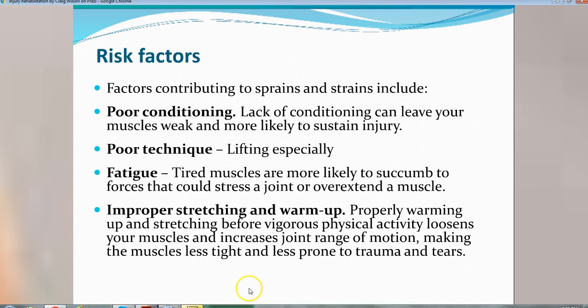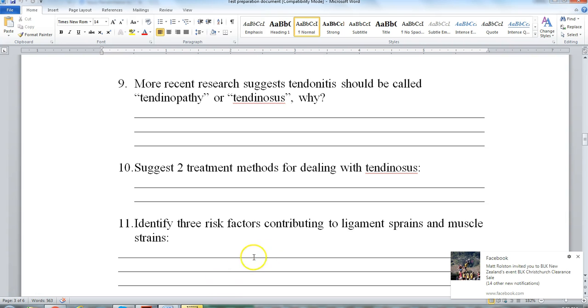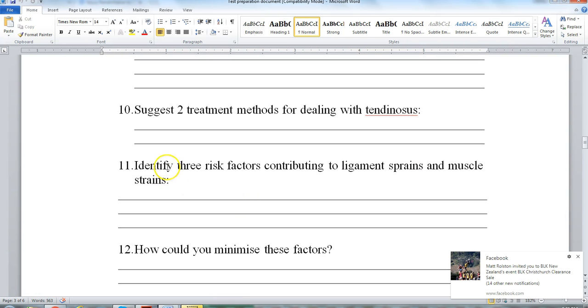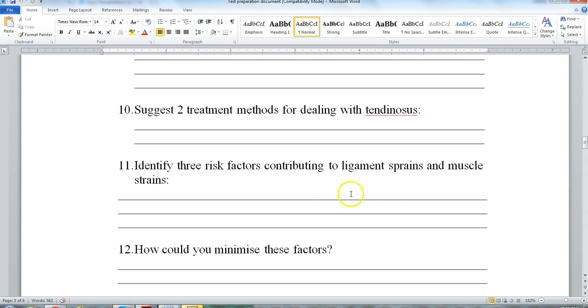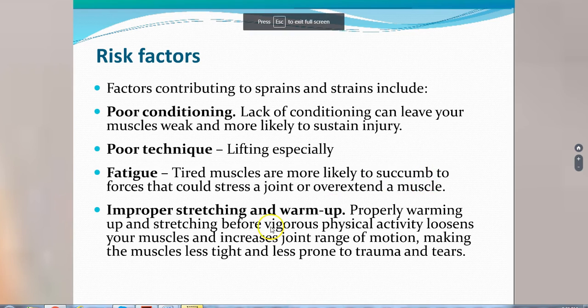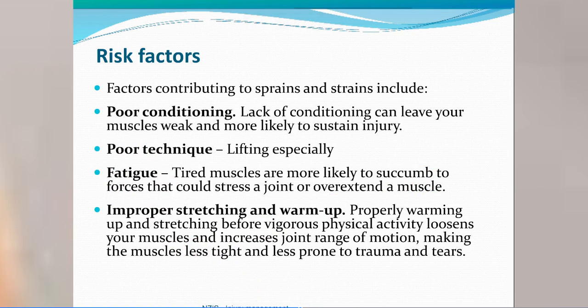So, just to finish off this little segment here, guys, back into the notes over here. Identify 3 risk factors contributing to ligament sprains and muscle strains. That is poor conditioning, improper technique, lack of a warm-up would be another one, and as we saw over here, fatigue is probably the 4th one that would stick in there. So pretty common sense type stuff.